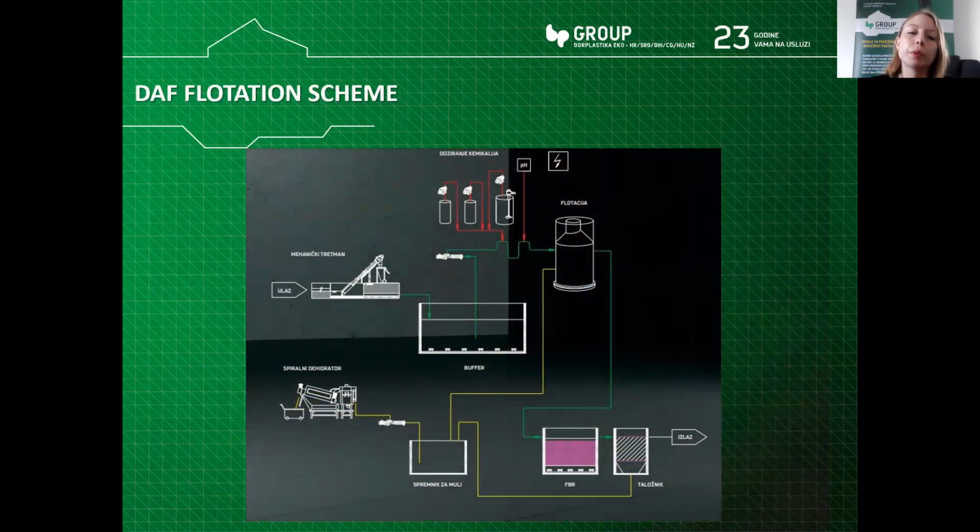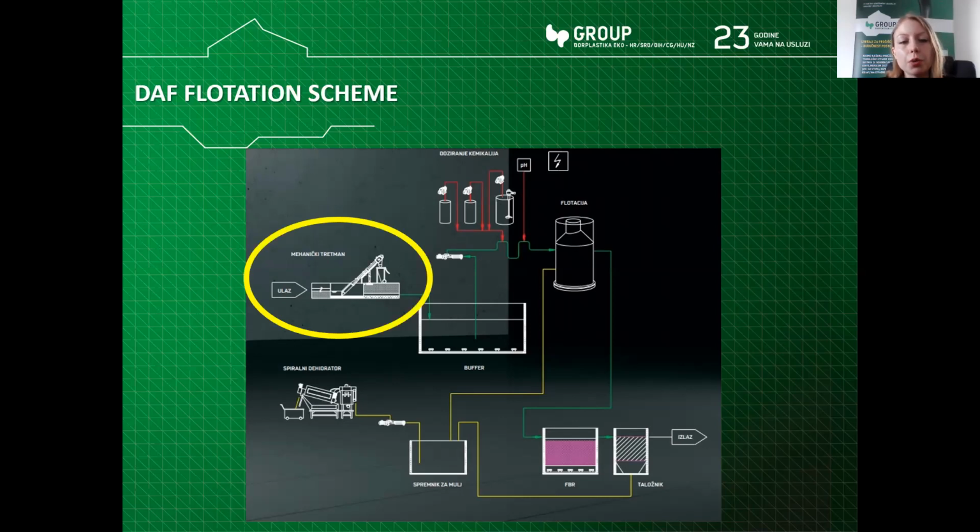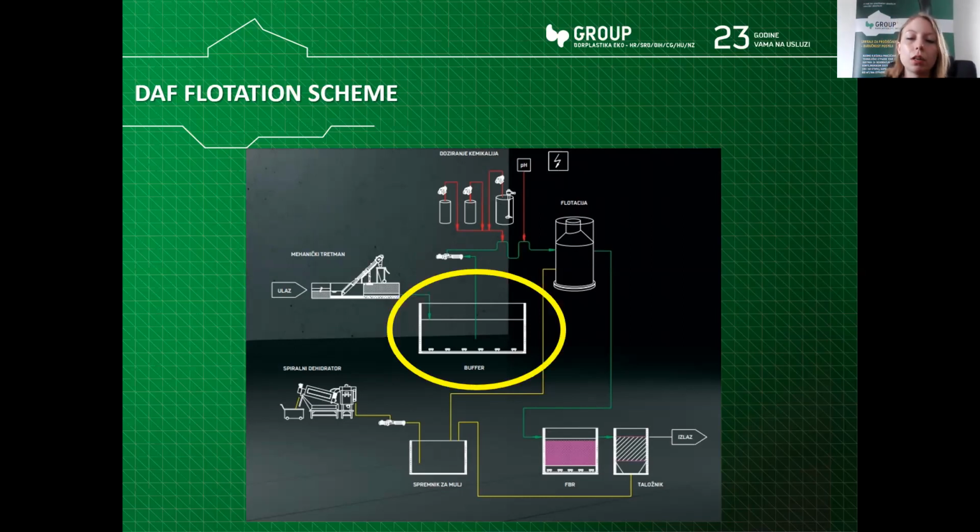For wastewater treatment plants, we can use, like I said, flotation. To be more exact, DAF flotation. DAF stands for dissolved air flotation, and on this scheme we can see how the DAF is functioning. First, we have mechanical pretreatment. Like I said, it removes solid particles from wastewater. After that, water is pumped into buffer or equalization tank, where the water is mixed by air.